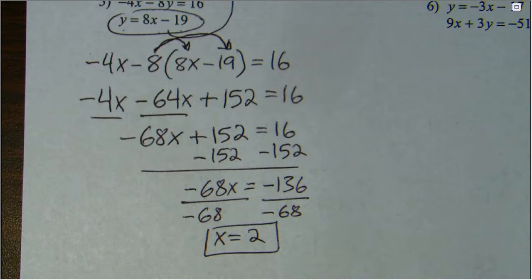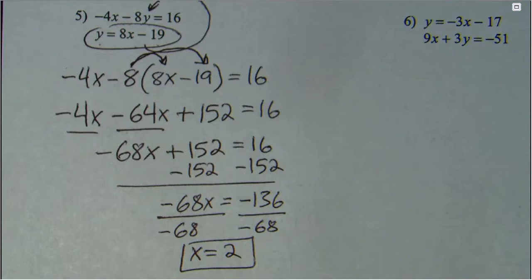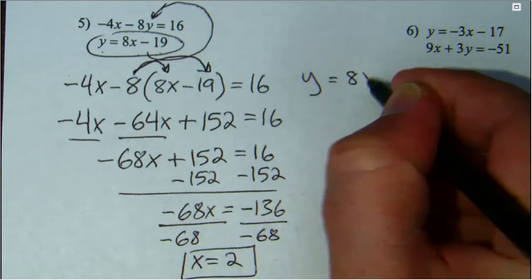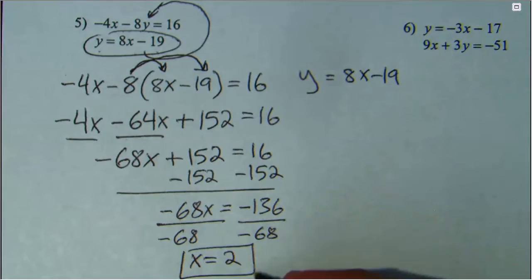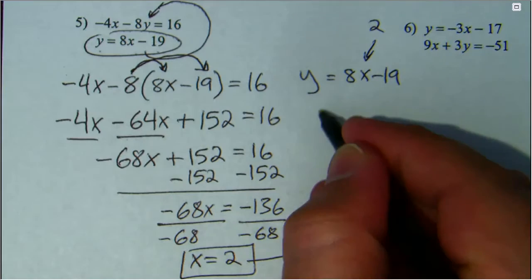Okay, we're halfway there. Question: which equation is cuter, the top one or the bottom one? The bottom, right? We're looking for y anyways. Might as well use y equals that, right? So let's use y equals 8x minus 19. X was 2, so we're going to plug in 2 for x.